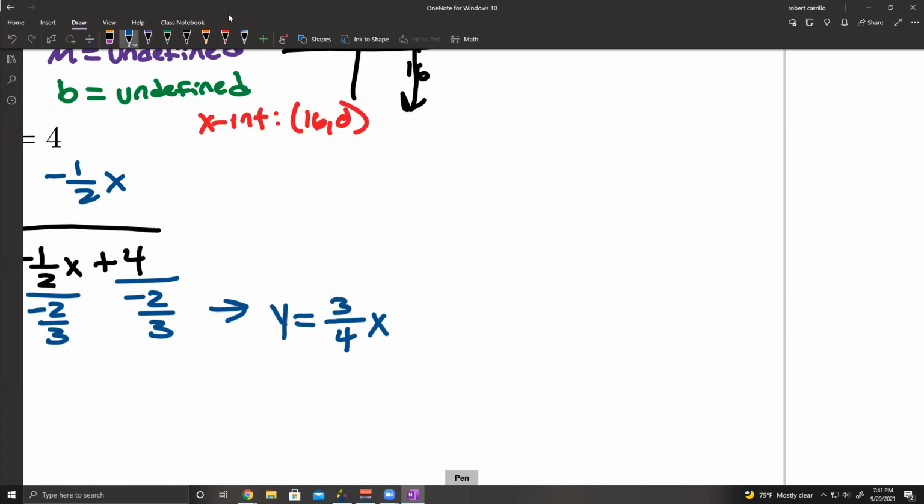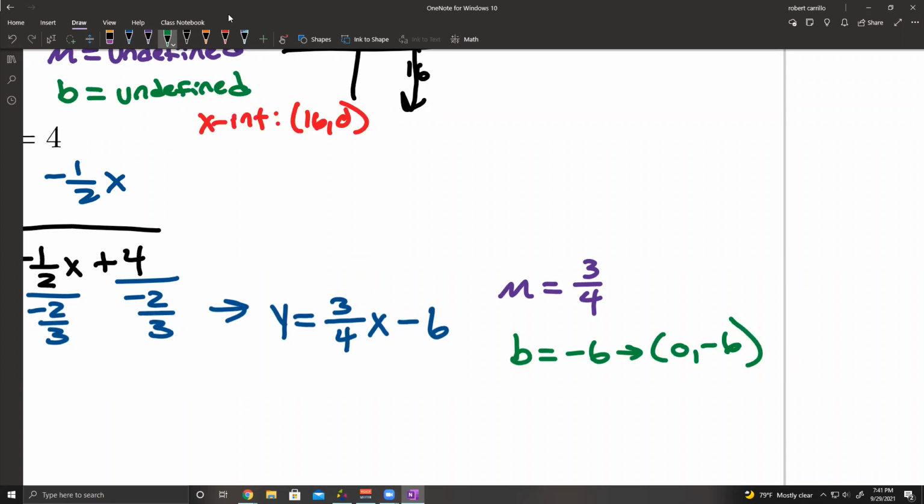So -6. There's our equation. Now what's my slope? 3/4. 3/4. What is my y-intercept? -6. -6. There you go.